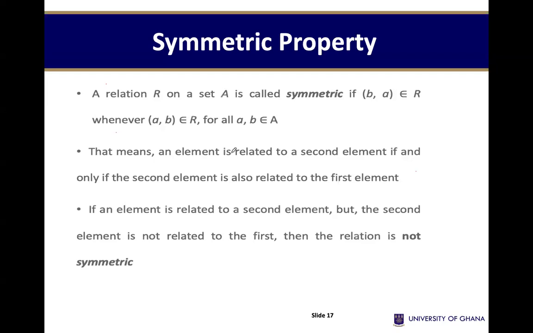And if an element is related to a second element, but the second element is not related to the first element, then that particular relation is said to be not symmetric. So that's it about the symmetric and non-symmetric. Now with that said, let's quickly look at an example.